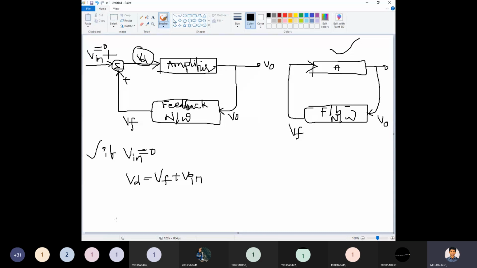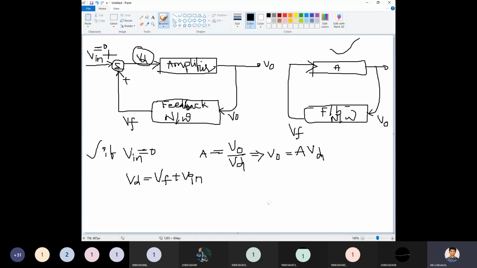So for this amplifier, what is the voltage gain? Voltage gain A is equal to V naught by VI, right? Here the VI is VD. So therefore here we need to take V naught is equal to A into VD.